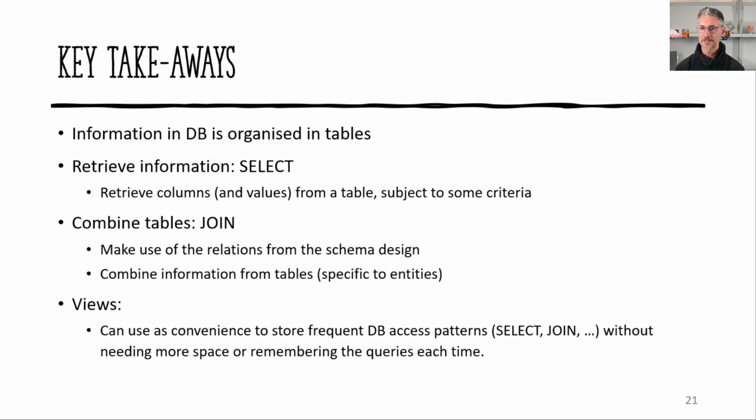So information in databases is organized in tables, and we've now discussed how we can retrieve information with the SELECT command. Now we can retrieve all columns or just specific ones, and we can also combine tables with a JOIN command. This makes use of the relations from the schema design, so we do not have to remember the different storage IDs, but we can relate the information in different tables. As convenience functions, we can use views to store those queries we execute very frequently.